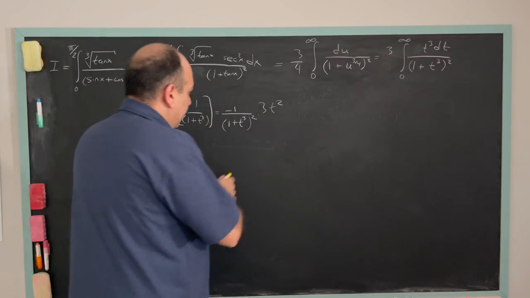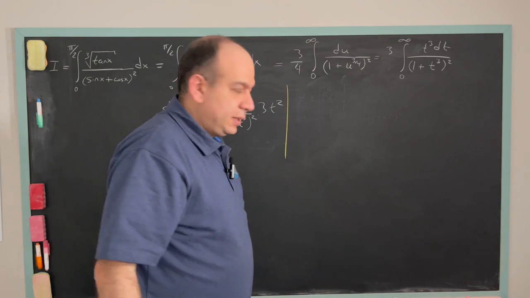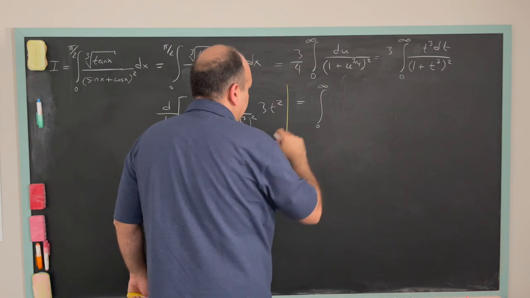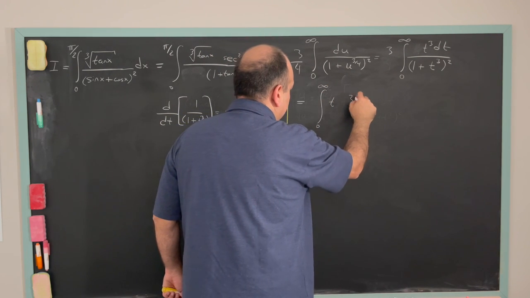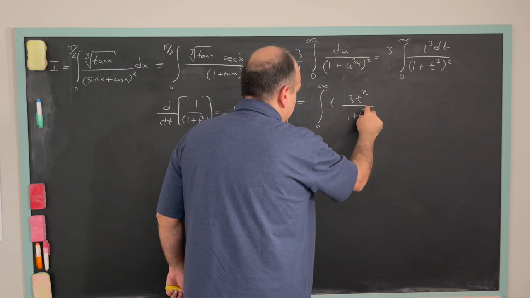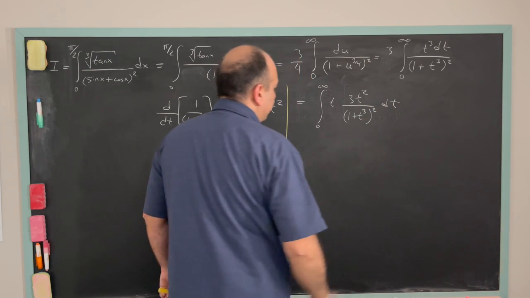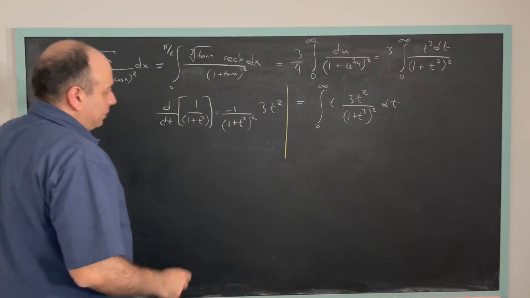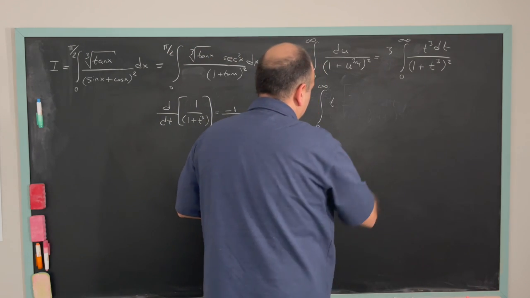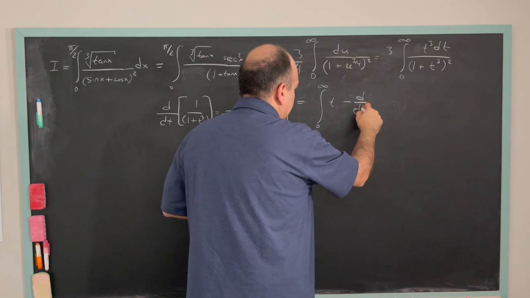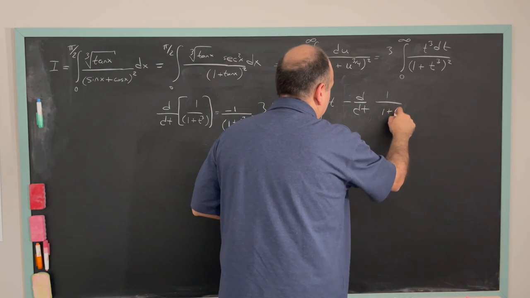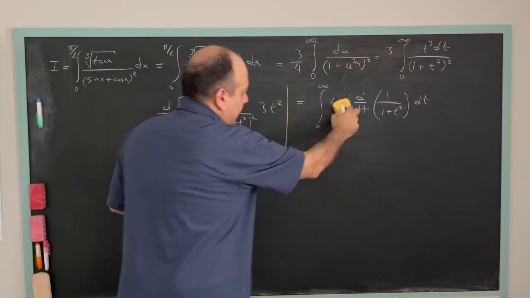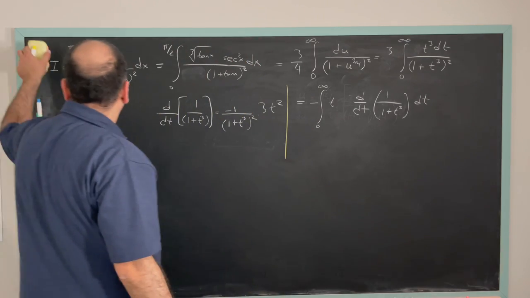This is good. So now this integral becomes the integral from 0 to infinity of t times 3t square over (1 plus t cubed) squared dt. This is nothing but minus the derivative of that, so I can simply change it. So this is minus d over dt of 1 over 1 plus t cubed, dt. I can take this minus out.